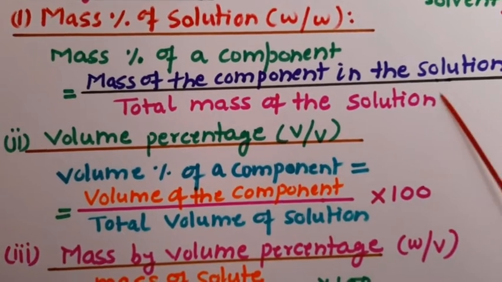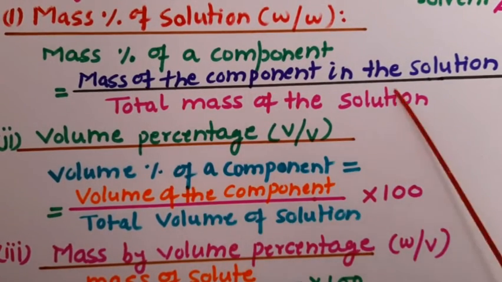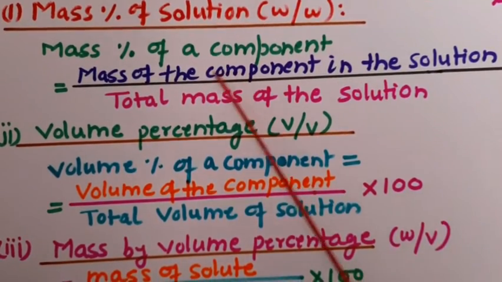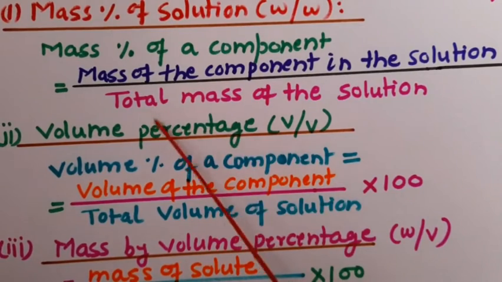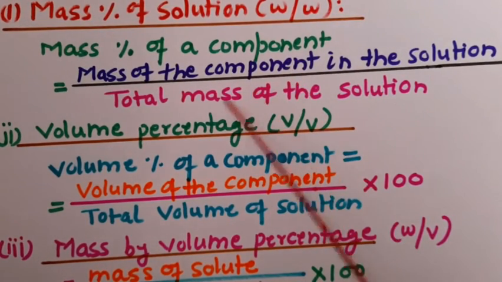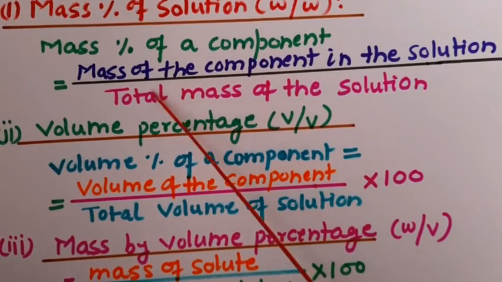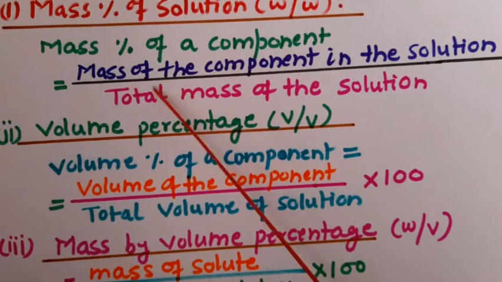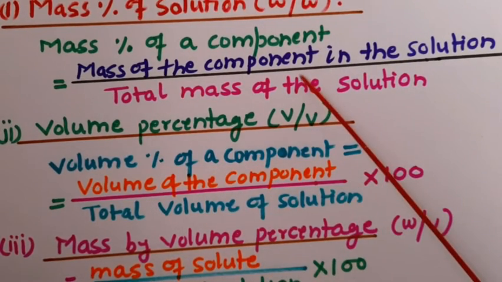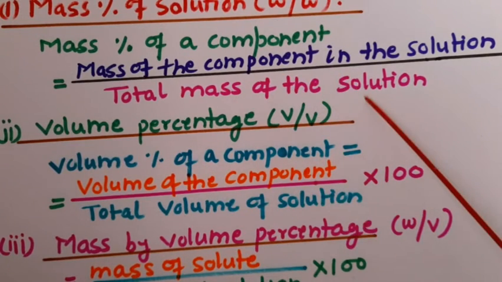Now let us study the way by which we can calculate the mass percentage: the mass of the component, that is the solute in a solution, divided by the total mass of the solution. Here the mass will be given in gram and the total mass of the solution should also be given in mass. Suppose the masses of two components are given to you. Now how will you find out the mass percentage? First you write the mass of the solute in the numerator, divided by the total mass, that is the mass of solute plus the mass of solvent.